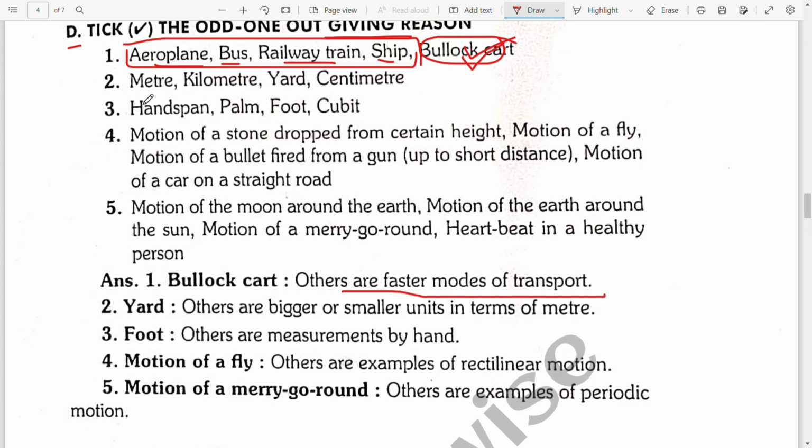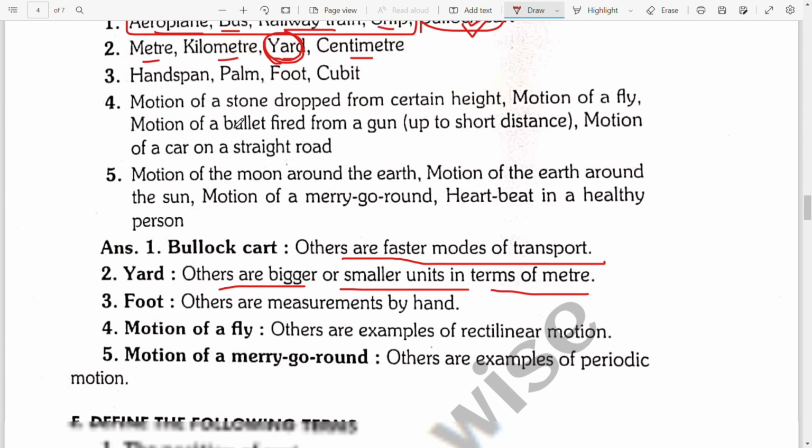Second: meter, kilometer, yard and centimeter. Yard is the odd one out because the others are bigger or smaller units in terms of meter. Right, these are all bigger and smaller units of meter, but yard is not.